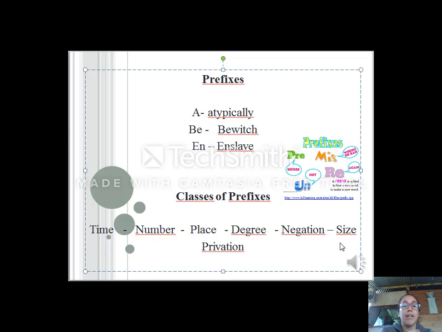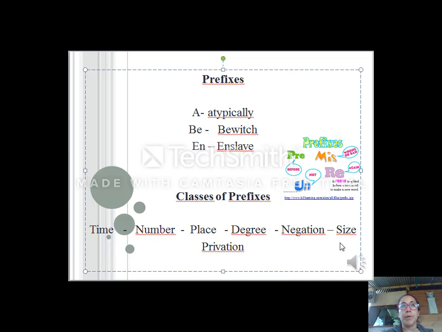The other is prefixes of place. For example, independent, or inter with intermediate degree, with super or over, like supernatural or overdose. Negation, we can find un or anti, for example, unacceptable or antibody.